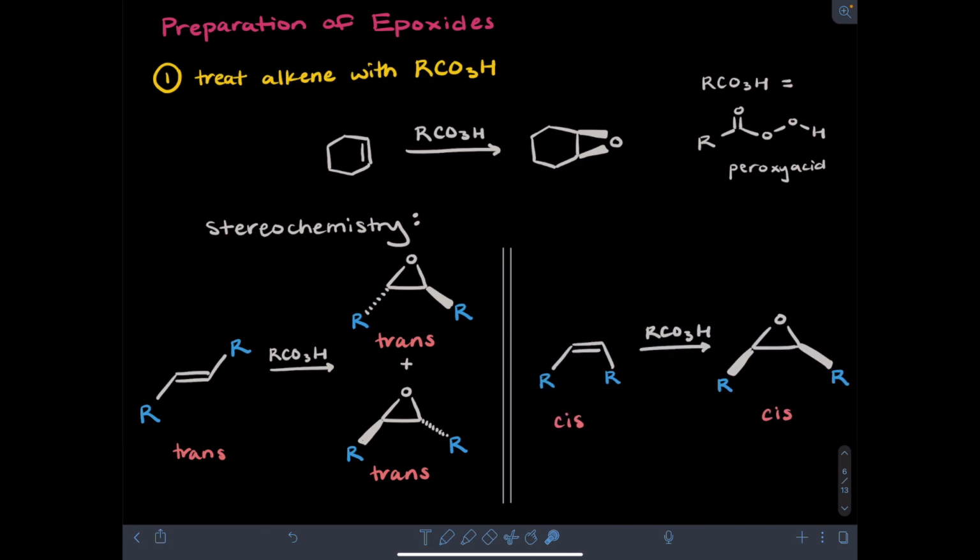And similarly, if I had started with a cis alkene instead, treatment with a peroxy acid would generate a cis epoxide, where I've drawn the epoxide again in the plane of the page, and then both of the R groups as wedges. This is a meso compound, so it is the only stereoisomer that's formed.